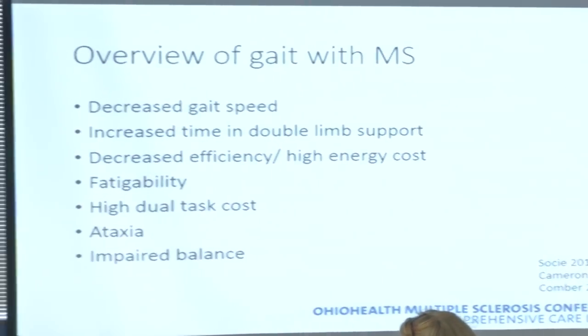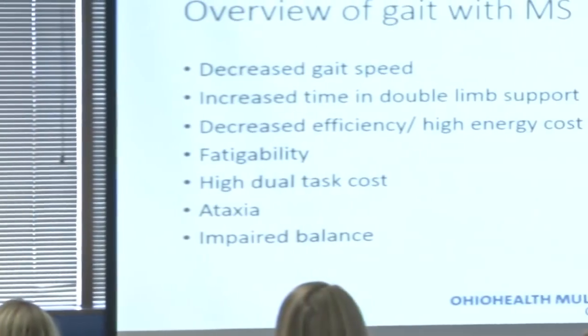So next we're going to start with a broad overview of gait and MS, and we're going to narrow our scope as our discussion progresses. Many studies have shown that gait in MS is of decreased speed, and also individuals demonstrate increased time in double limb support. As a result of a multitude of factors resulting in gait dysfunction, gait is of decreased efficiency and also comes at a high energy cost.